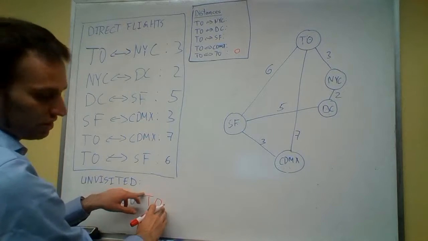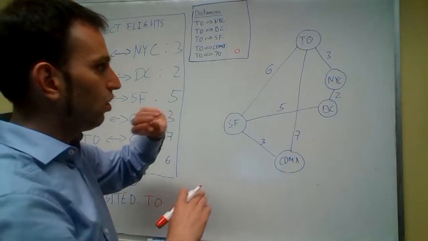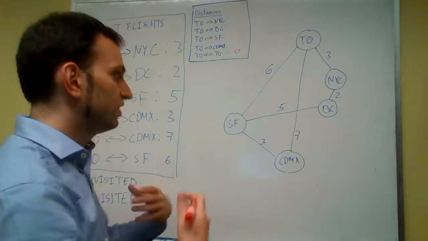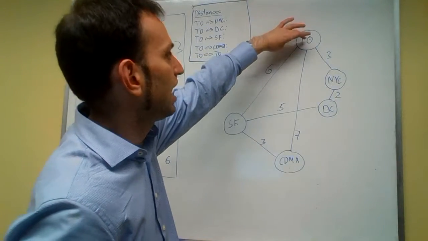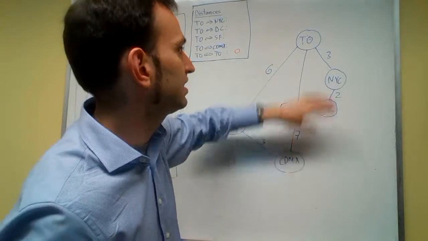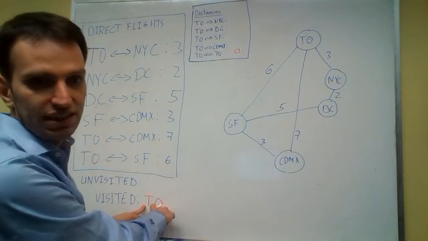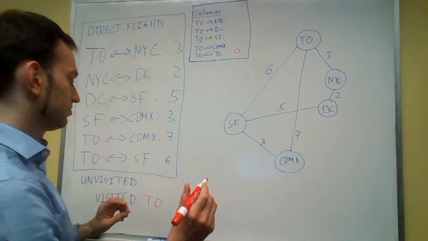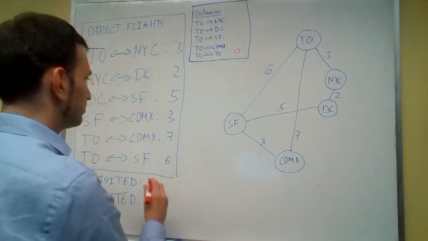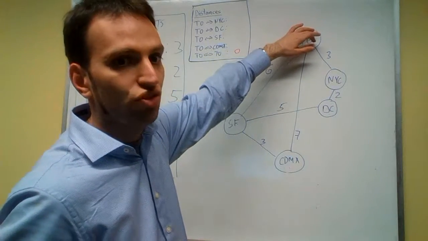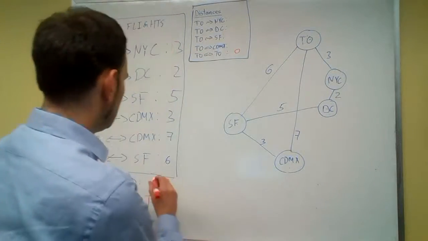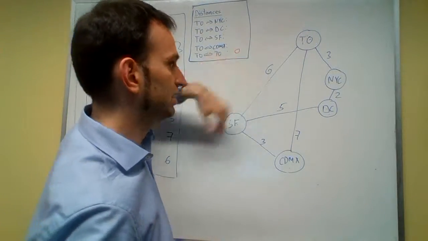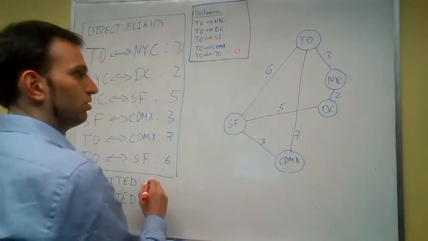When you add a new city to the visited list, you take all the neighbors of that city which were not already visited and add them to the unvisited list. So TO has 3 neighbors, SF, CDMX, and NYC. Right now the only visited city is TO, so we should add all of those to the unvisited list. What are the distances to SF? Well, the last thing that we added was just TO. So the only possible distances would be via TO, which just means that the distances would be 6 and 7 and 3. So let's add those.